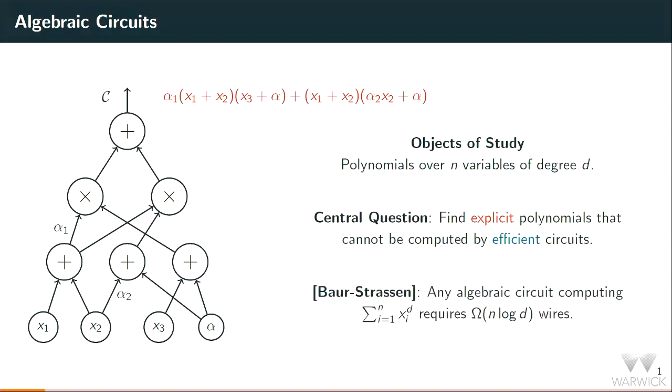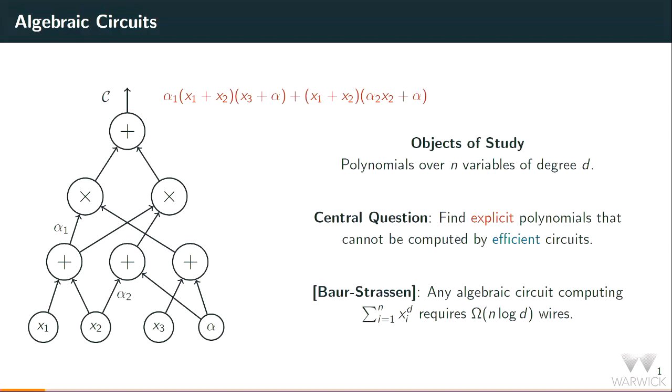Even though, as Dipanshu mentioned, there has been a lot of work which gives excellent lower bounds against constant depth or other restricted models of algebraic circuits, it turns out that for general algebraic circuits, the best lower bound is quite weak. It was given by Baur-Strassen in the 70s or 80s, which is just an n log d lower bound, so slightly better than the Boolean setting, but still quite bad.